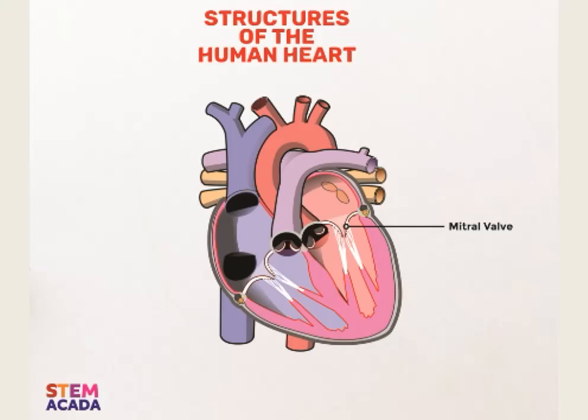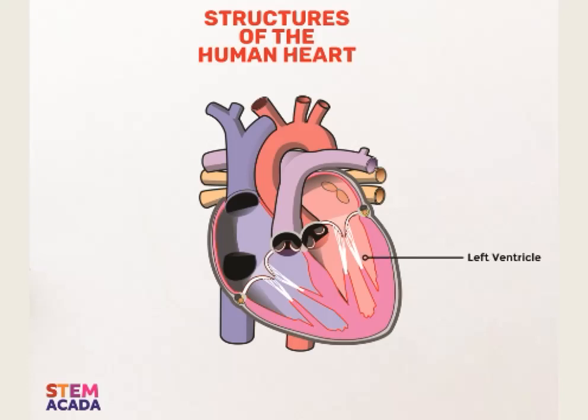Next is the mitral valve. The mitral valve is a one-way valve located between the left atrium and the left ventricle of the heart. It has two flaps. The mitral valve is located on the left side of the heart and is responsible for controlling the flow of blood between the left atrium and the left ventricle.